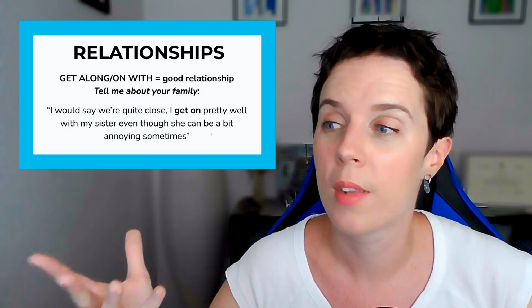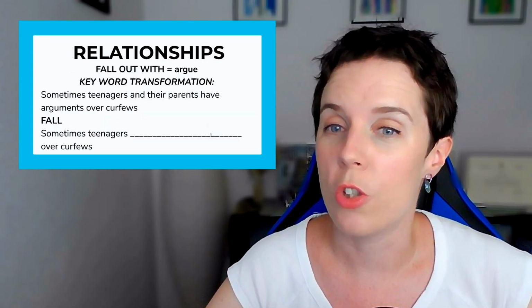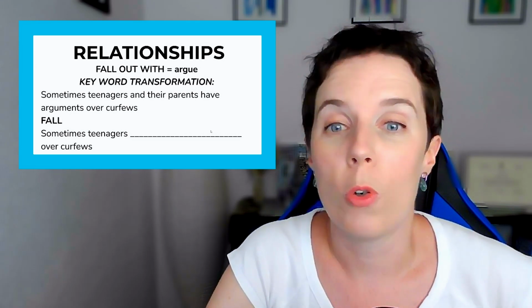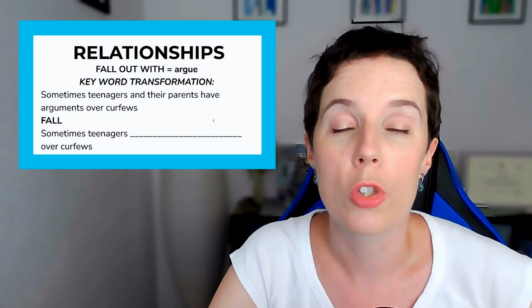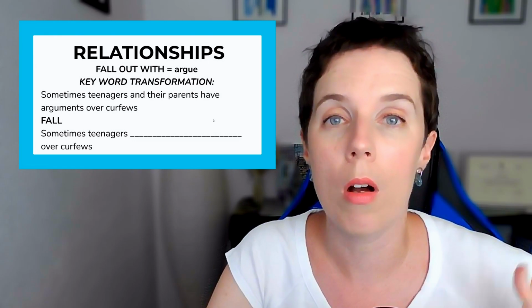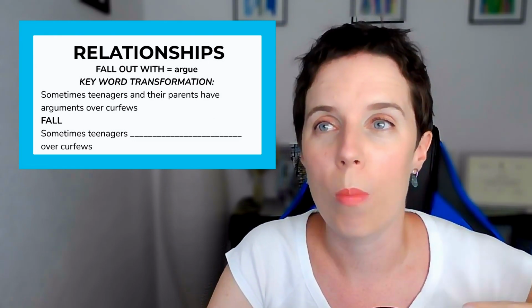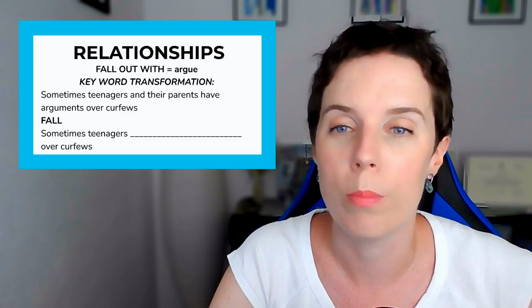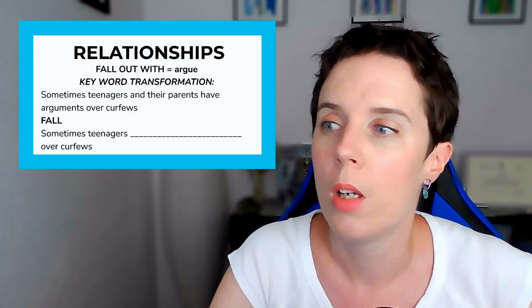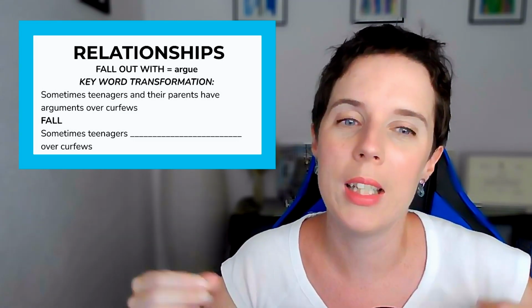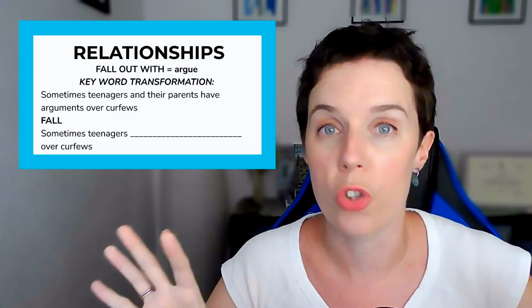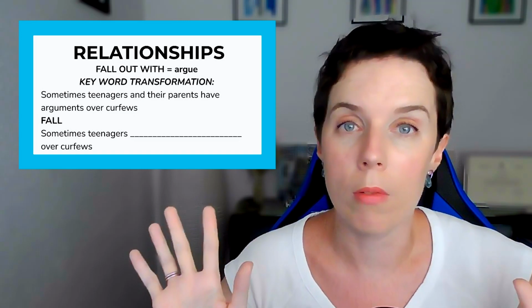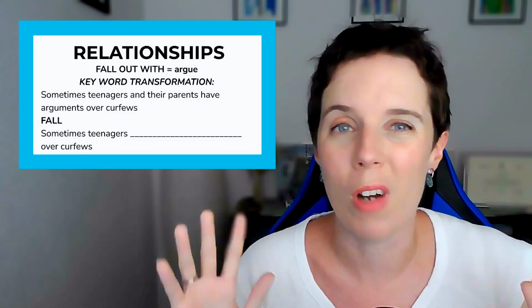Okay. All right, next up for relationships, another keyword transformation for you. So our next one is to fall out with, which just means to argue with somebody. You argue with them and you kind of stop talking to them or stop being friends with them for a while because of the argument. Okay, so it's a little bit more complex than just argue. It's like you argue and then you just stop having a relationship with them temporarily, let's say.